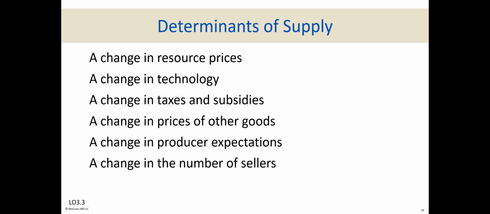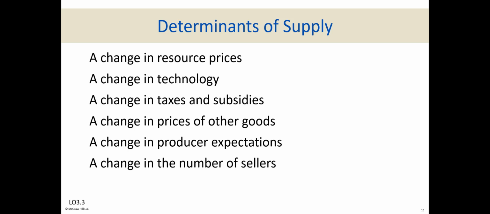For technology, if technology advances, supply increases. We do not usually have a scenario where we have a less efficient technology. We usually advance in technology. The third one is tax and subsidy. If taxes are increased on a specific product, supply decreases. If taxes are decreased or eliminated on a specific product, supply increases. Subsidies are the reverse of the tax.